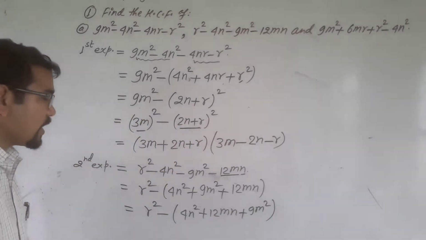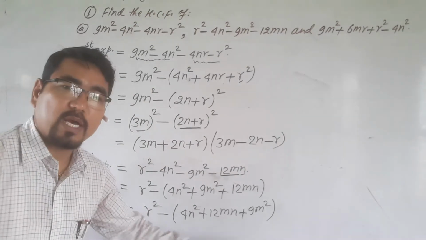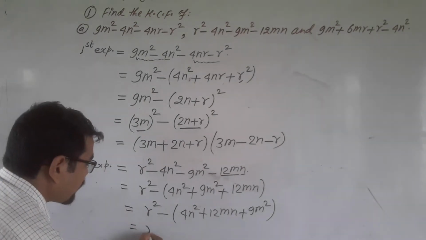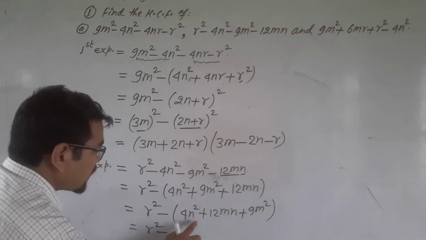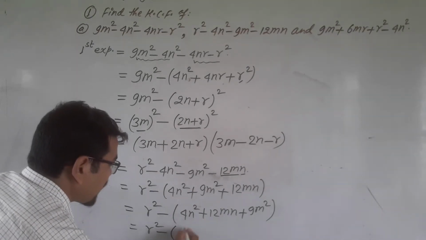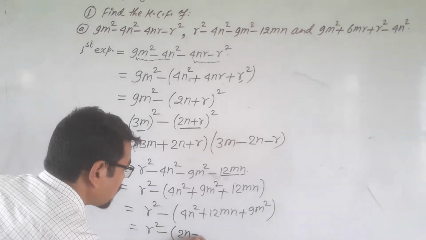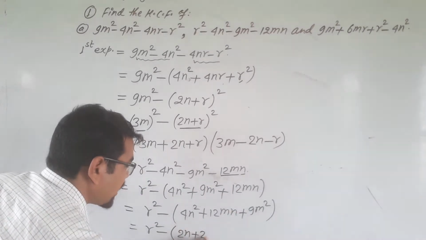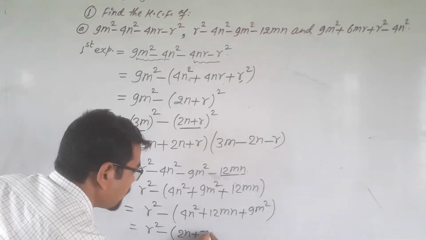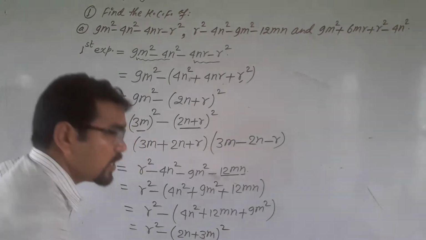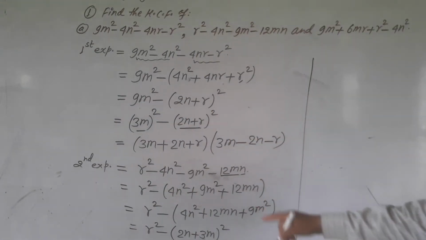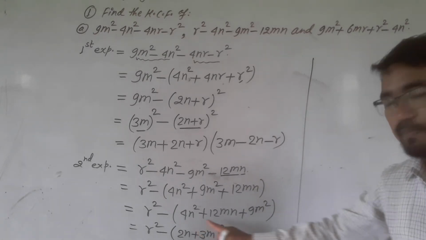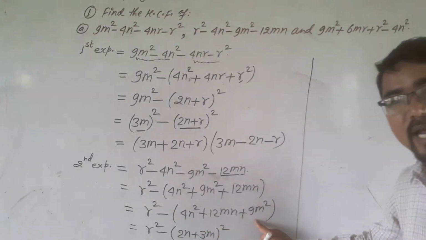So everybody, you have seen it is a perfect square. You can write here this r square as it is, and this minus is as it is here. This we can write as a plus b whole square, that is 2n plus 3m whole square. You can check here on the side: 4n square plus 12mn plus 9m square.